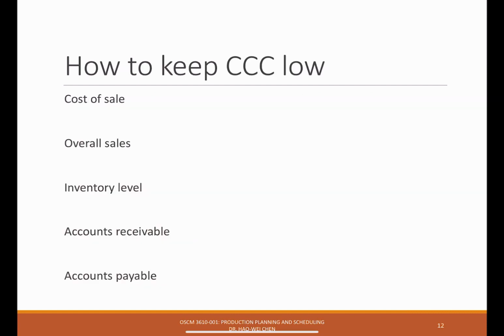So there are several ways for you to keep the cash to cash cycle time low. For example, we can try to reduce the cost of sale, or we can try to increase the overall sales, or maybe we can try to reduce the inventory level a little bit. You need to think about what if we change a certain amount, how the cycle time will change. As long as you are able to keep the cost down, your cash to cash cycle time will be better. Similarly, if you keep the revenue high, you can decrease the cash to cash cycle time as well.